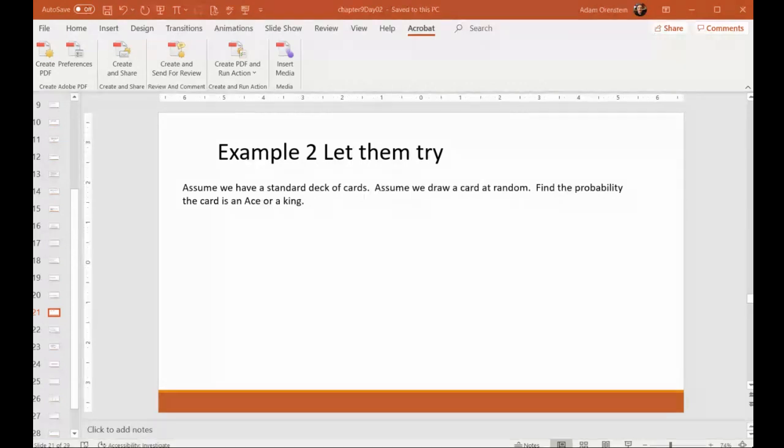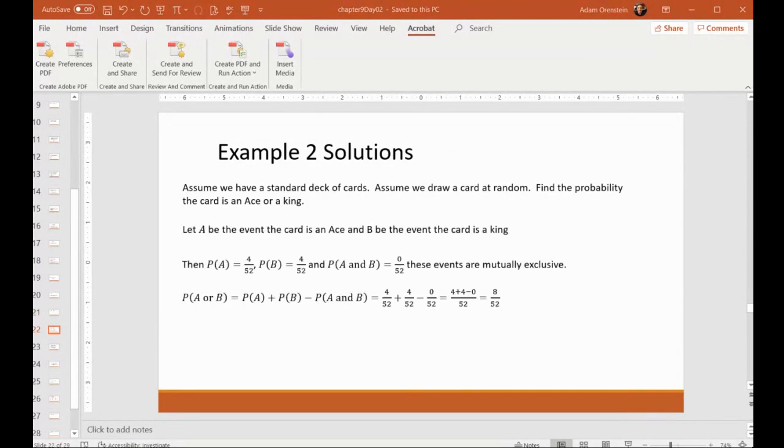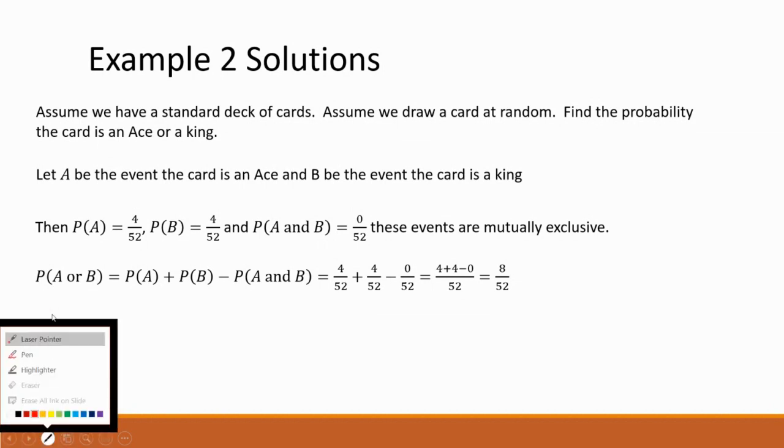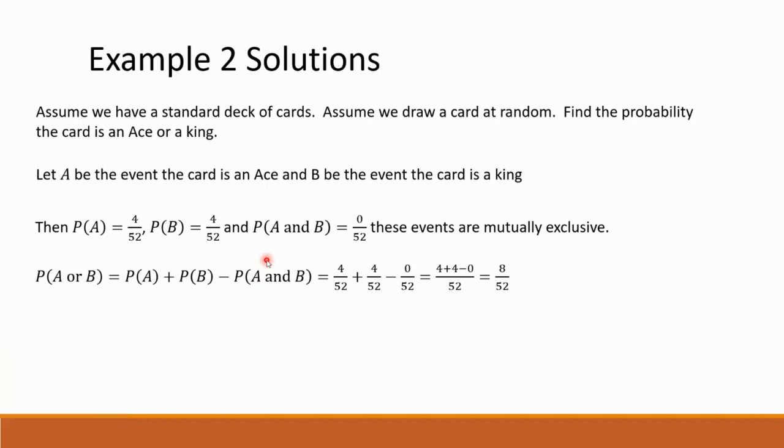In other words, let me get back to this. Wait, let me make these bigger. So in other words, if A is the event that the card is an ace, and B is the event that the card is a king, A and B are mutually exclusive. As you can see here, the probability of A and B is 0. That's why they're mutually exclusive.